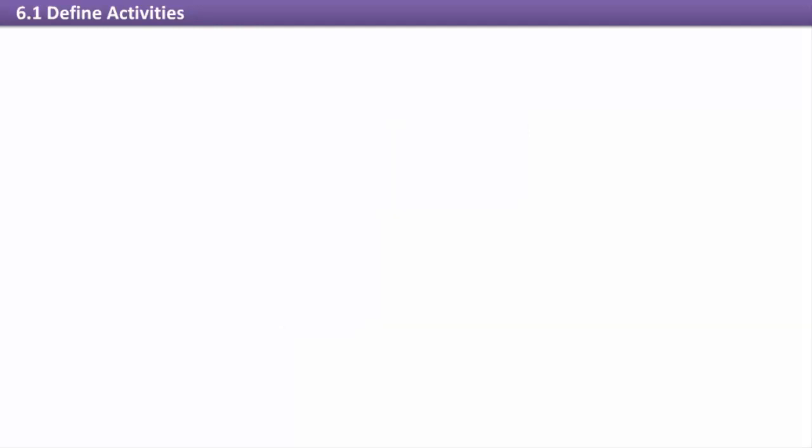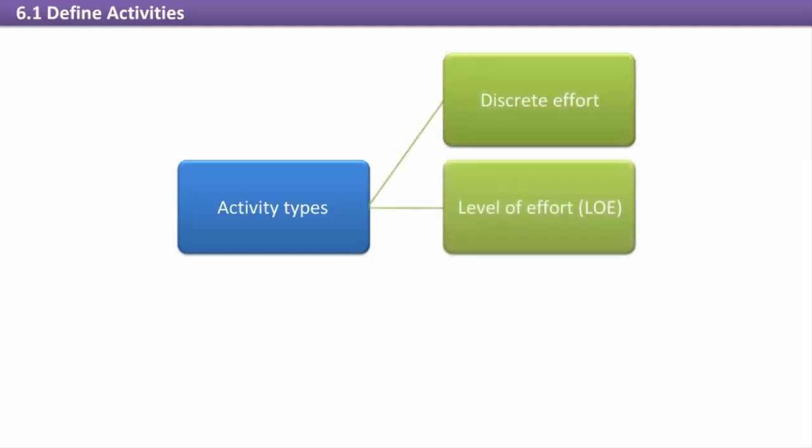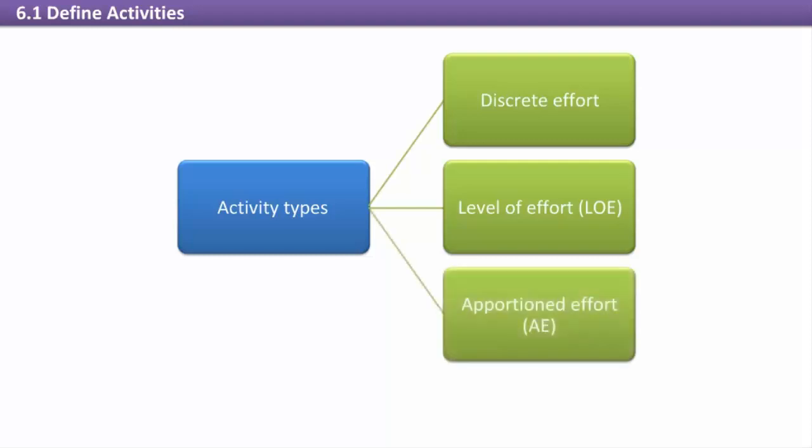The activity attributes document will also identify the activity type. Activity types categorize how measurable the activity is and how it relates to the project objectives. Activity types are discrete effort, level of effort (LOE), and apportioned effort (AE).